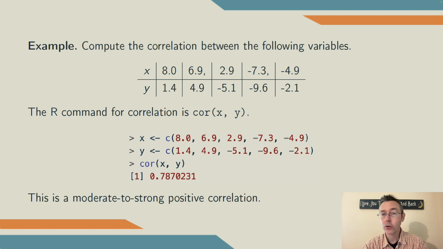Notice that I've kept the order exactly the same because I have paired data. The x's and the y's match up 1 to 1. Once I have x and y coded in, I do cor of x comma y, and in this case, I get a coefficient of correlation of about 0.787, representing a moderate to strong positive correlation.